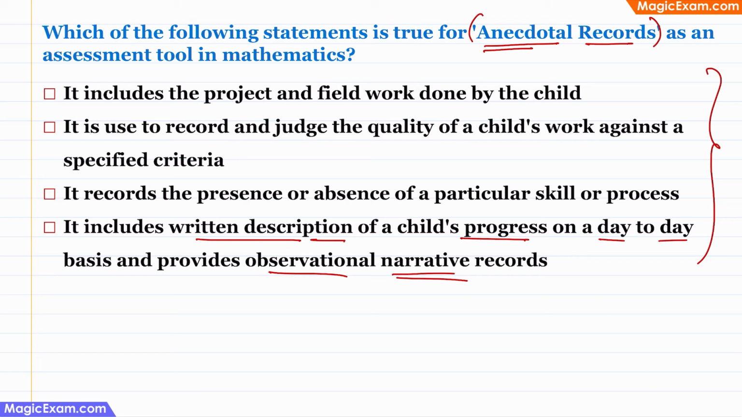What did the teacher do? What was being done? So it provides a complete picture. Right? So option 4 is an anecdotal record. It is not just about recording the absence or presence of a particular skill. It is not just about recording or judging the quality of a child's work or comparing it against a specified criteria. It is not just about some project or field work. An anecdotal record can include all of these and go beyond that. Therefore, option 4 is talking about anecdotal records.